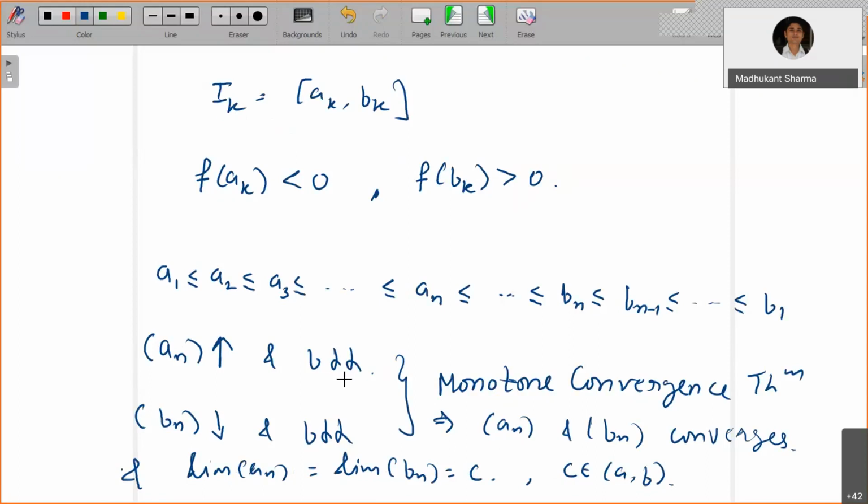Okay, so now we will show that f of c is in fact 0. By looking at the fact that f of ak is less than 0, you know that the limit of f of ak will be less than or equal to 0, because we know that the limit of a sequence of positive real numbers will be positive. So the limit of a sequence of negative real numbers will be negative. So we are going to use those facts here. Then you will obtain the result.